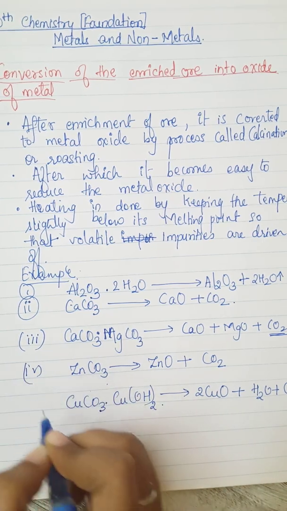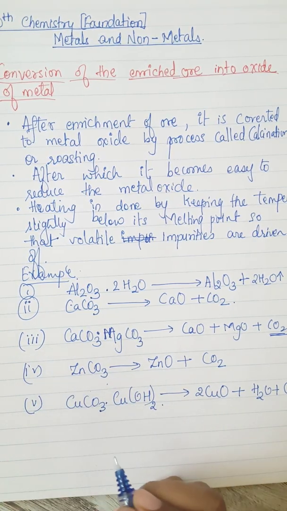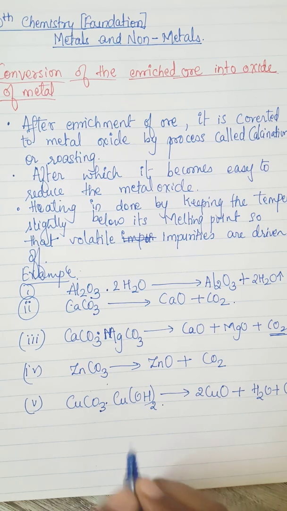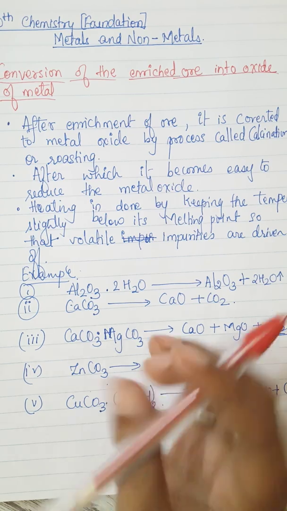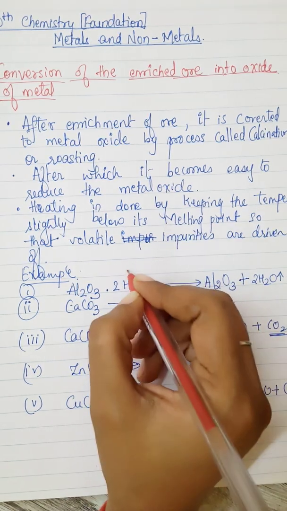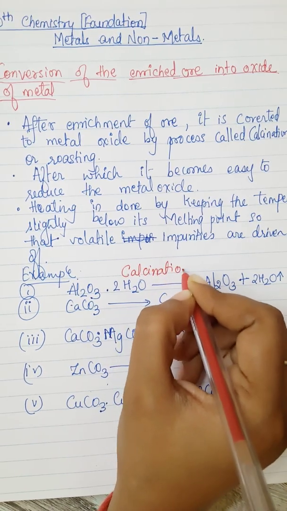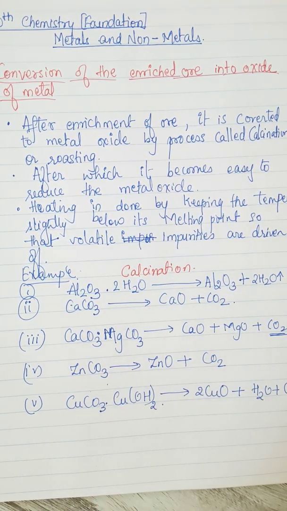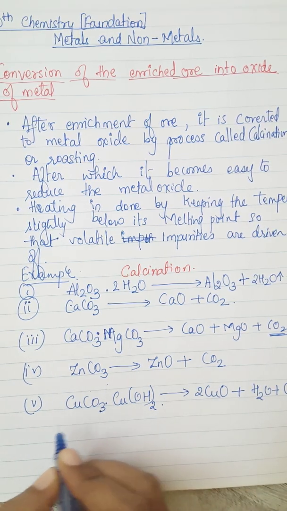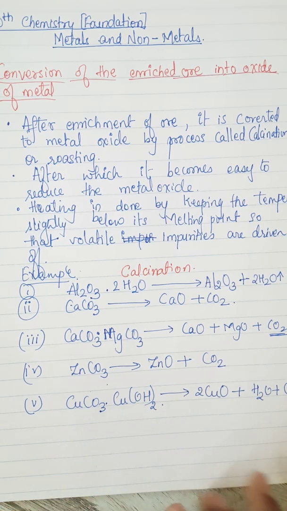Now what about the sulphide ores? Those were the carbonate ores. For carbonate ores and oxide ores we do calcination. So for sulphide ores we can do roasting. Yes, fine. So we'll write for sulphide ores.